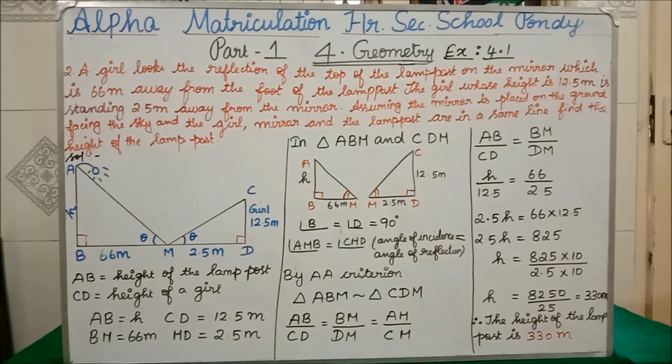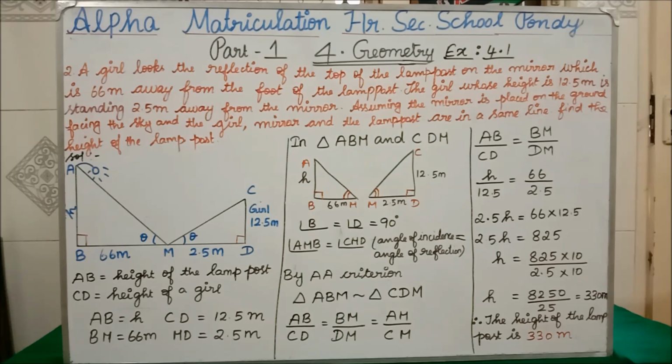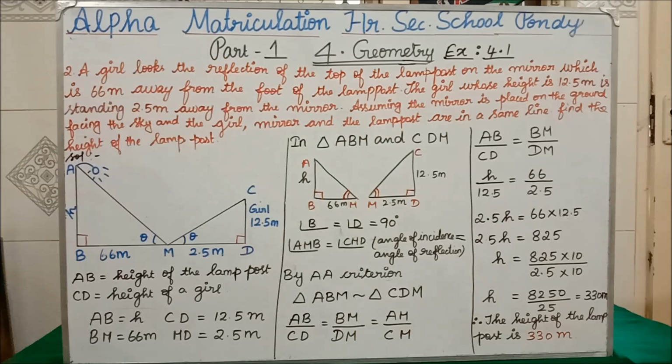The girl, whose height is 12.5 meters, is standing 2.5 meters away from the mirror. Assuming the mirror is placed on the ground facing the sky, and the girl, mirror and the lamp post are in the same line, find the height of the lamp post. Will you be able to understand this question?